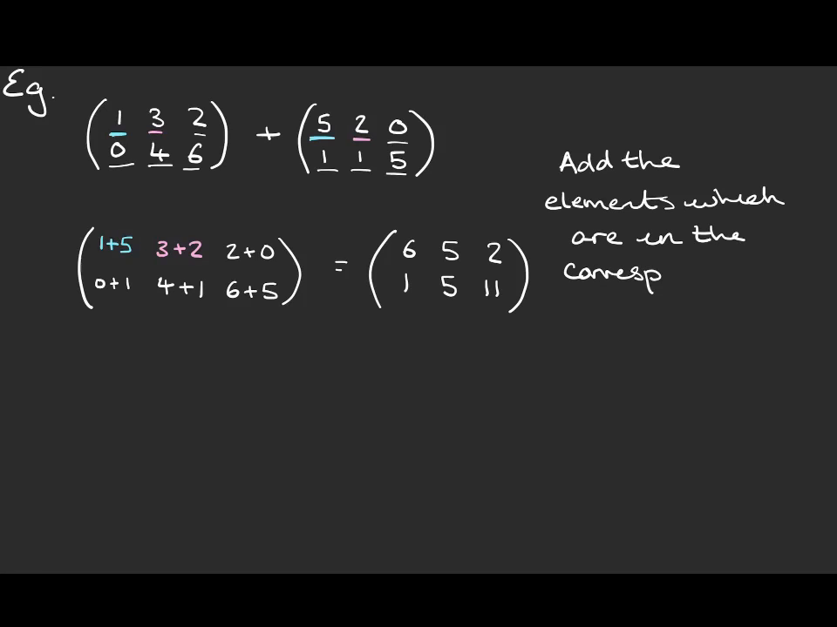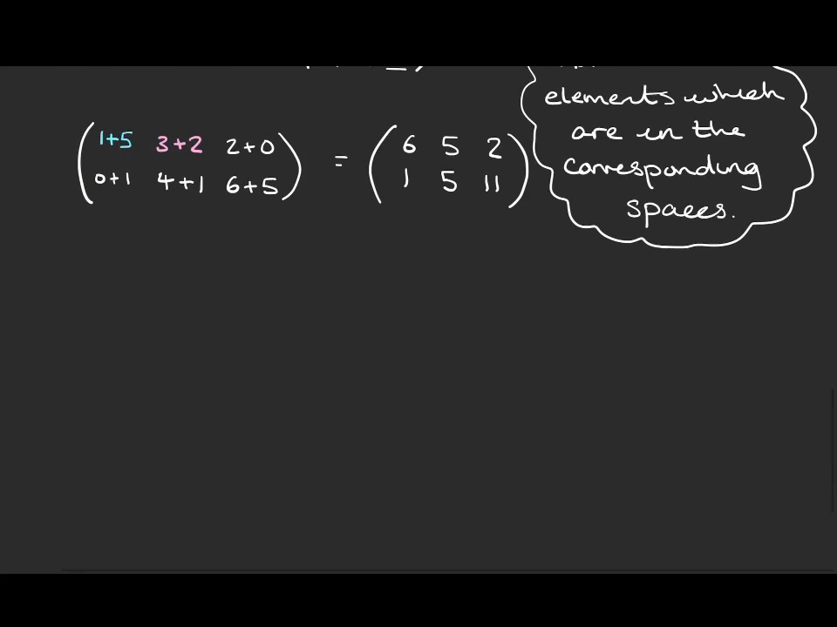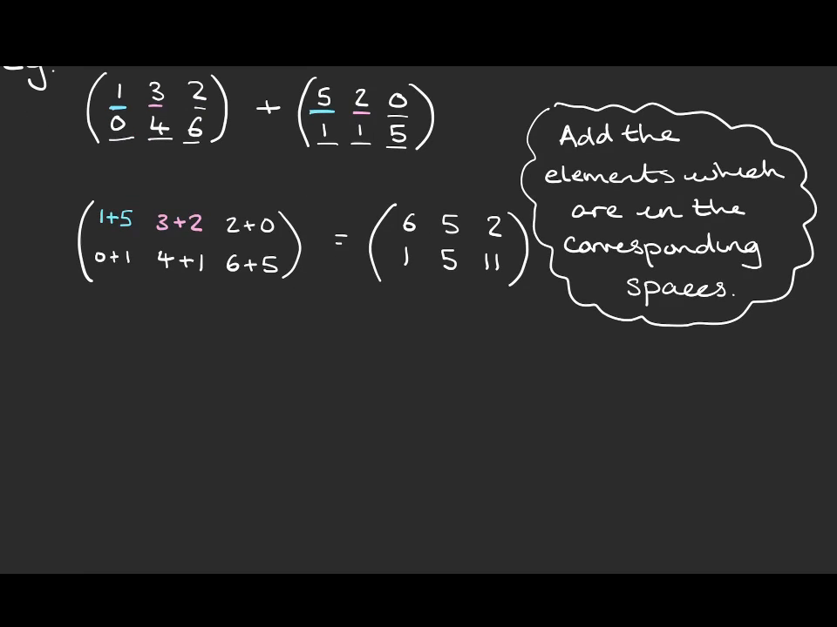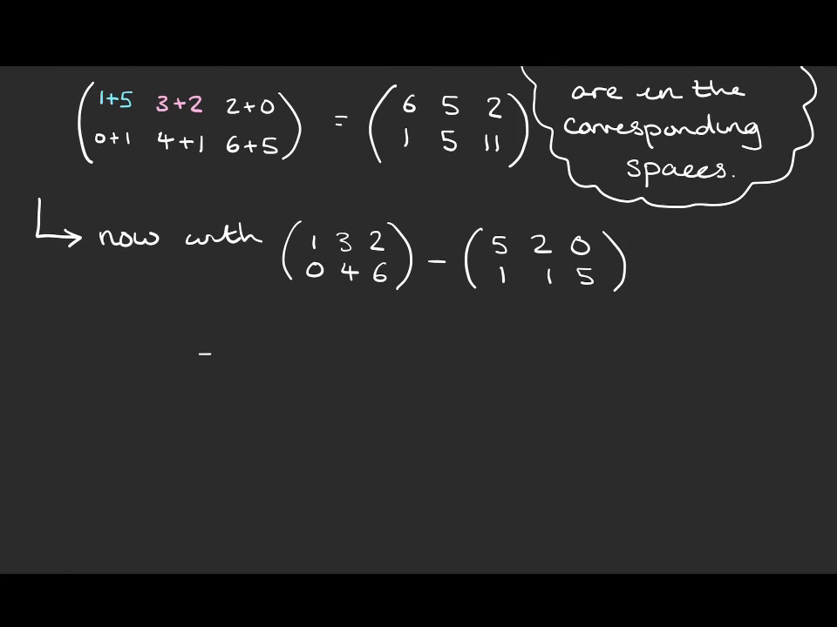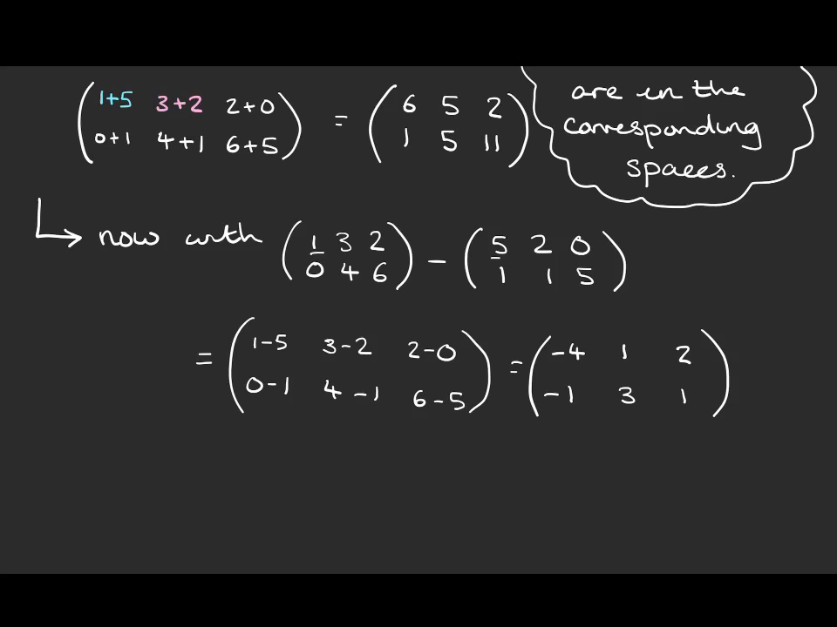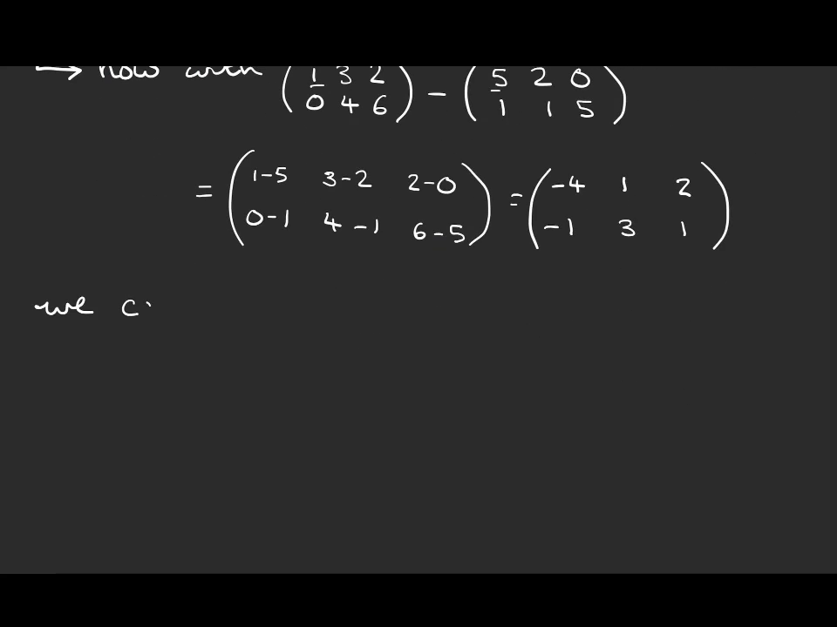And then subtraction works in a similar way. So I'm just going to use the same matrices here to highlight how to subtract between them. So 1 3 2 / 0 4 6 again, minus 5 2 0 / 1 1 5. 1 minus 5, 3 minus 2, 2 minus 0, 0 minus 1, 4 minus 1, and 6 minus 5. And as you can see, it's just the corresponding elements in their places being taken away from each other. And this is the first time as well that I'm showing you can have a negative number in a matrix.